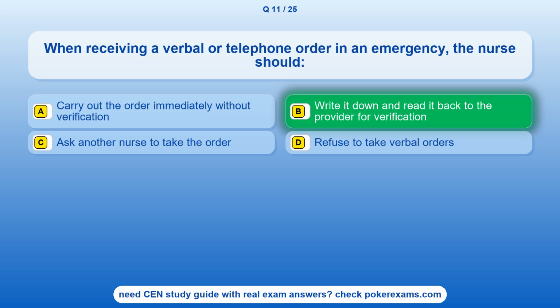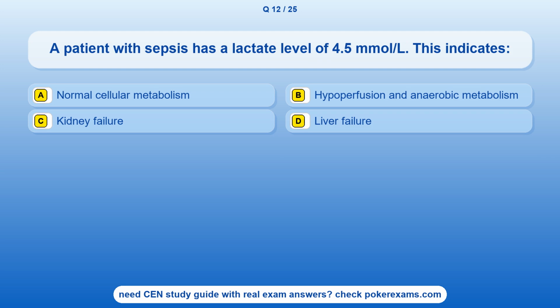The correct answer is option B. Write it down and read it back to the provider for verification. Question 12. A patient with sepsis has a lactate level of 4.5 mmol/L.